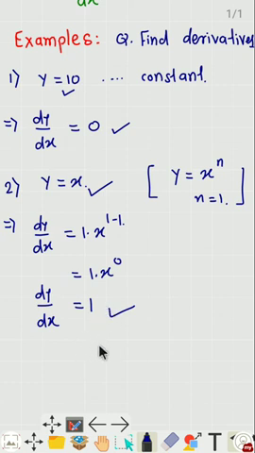So today we will stop here. The remaining examples we will see in the next lecture.